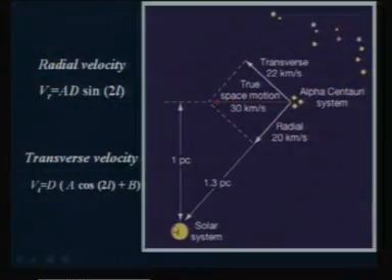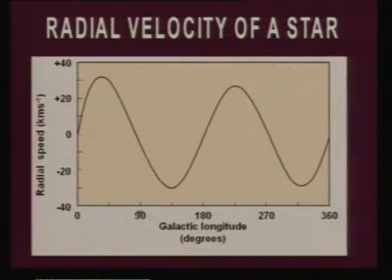Let me explain. If we join our sun to the center of the galaxy, and then we join the sun with another object, then the angle between these two lines is the longitude of that object. If the center of the galaxy is there, then you take this line, and then you take the line joining us with Alpha Centauri, then this angle is the galactic longitude of Alpha Centauri. This slide shows the radial velocity of various objects, and this is equal to AD sine 2L.